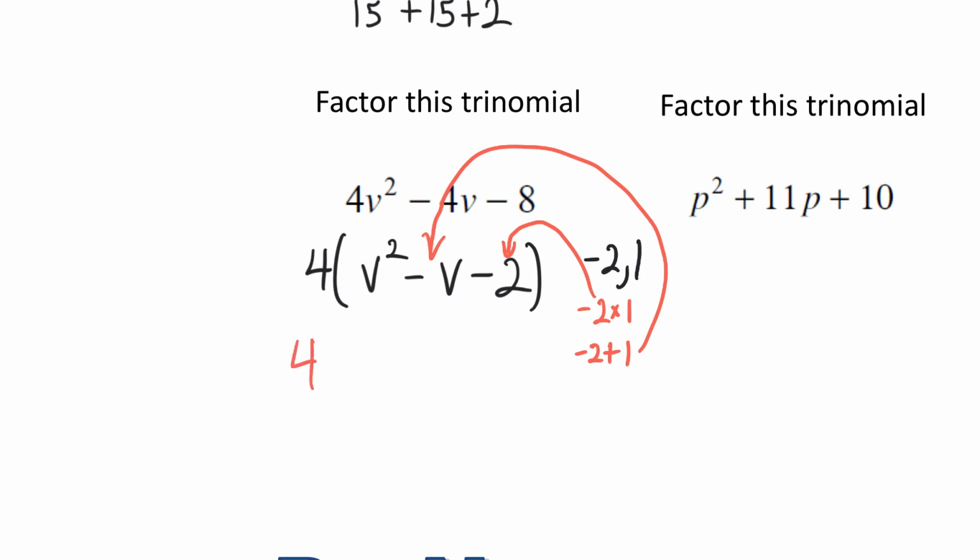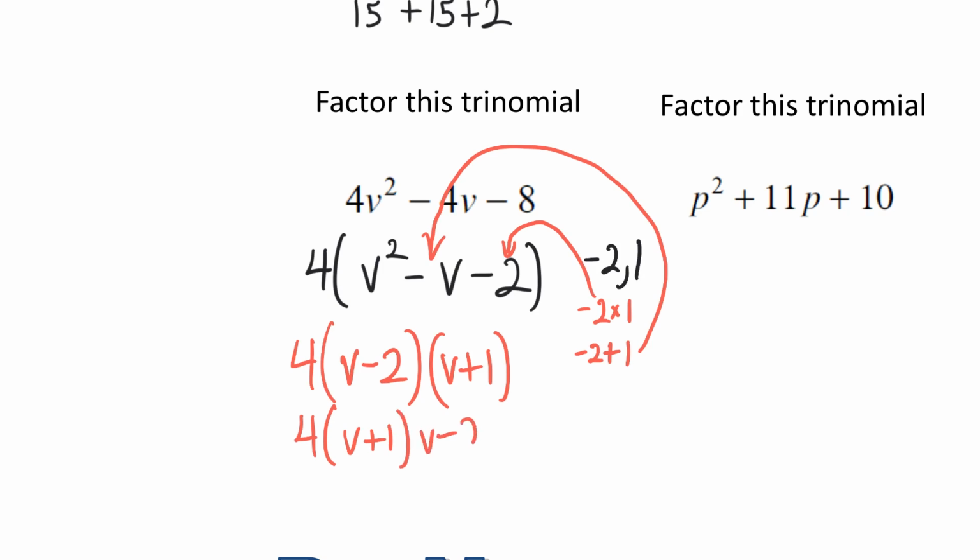So to finish off, we're going to have a 4 on the outside. Make sure you don't leave that 4 off. And then you're going to have v minus 2 and v plus 1. And remember, the order doesn't matter. So if you write this as 4 times v plus 1 times v minus 2, that's fine also. That's good.